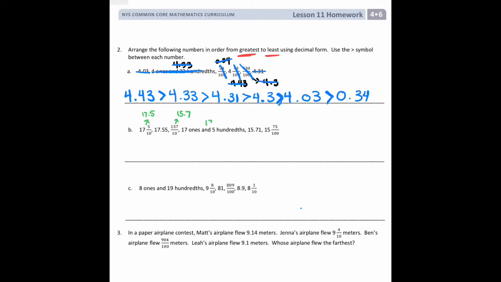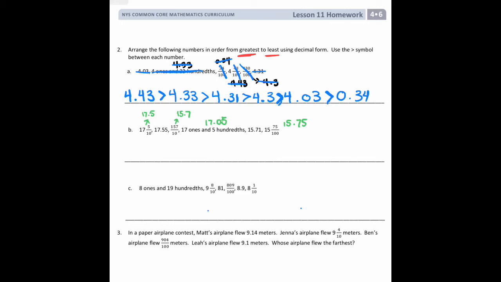17 ones and 5 hundredths would be 17.05. Then we have 15.71, and then the last one is 15.75 because it is 75 hundredths.